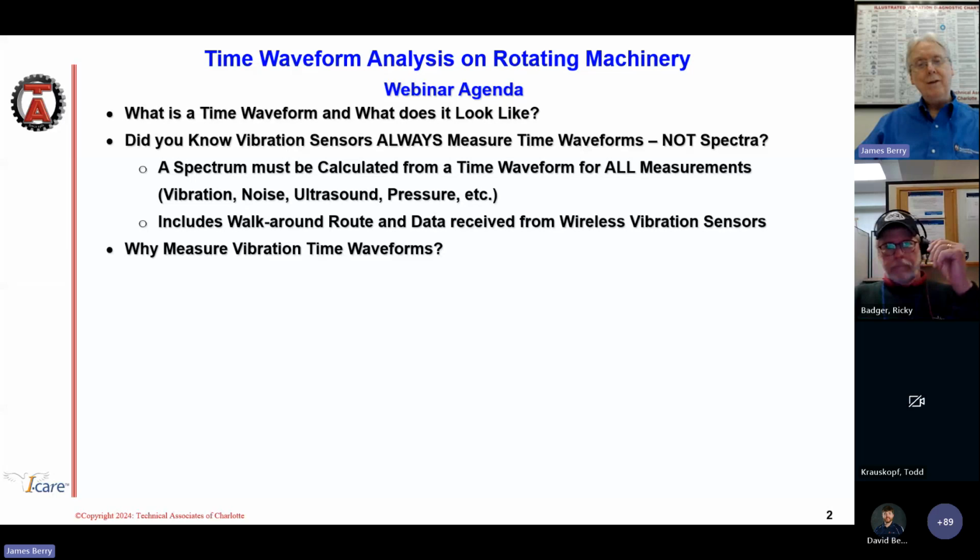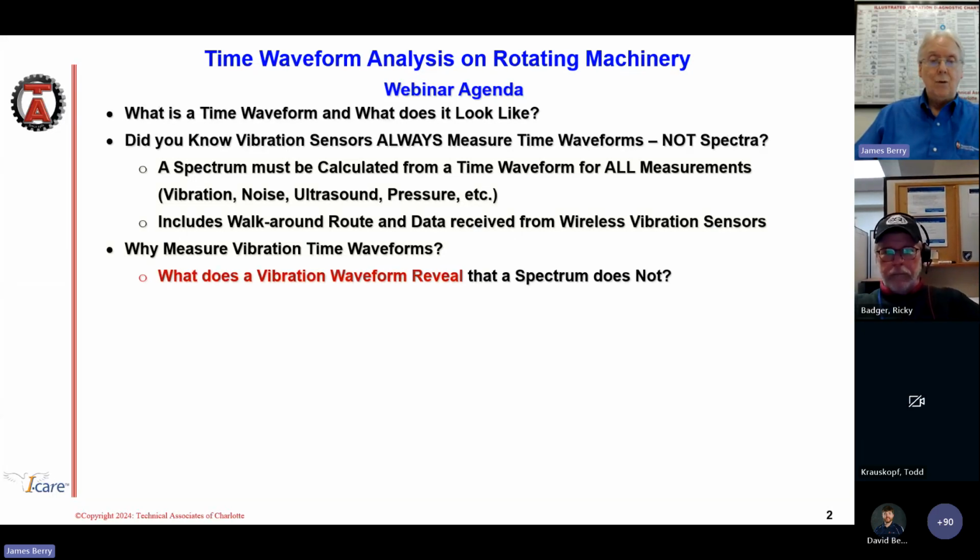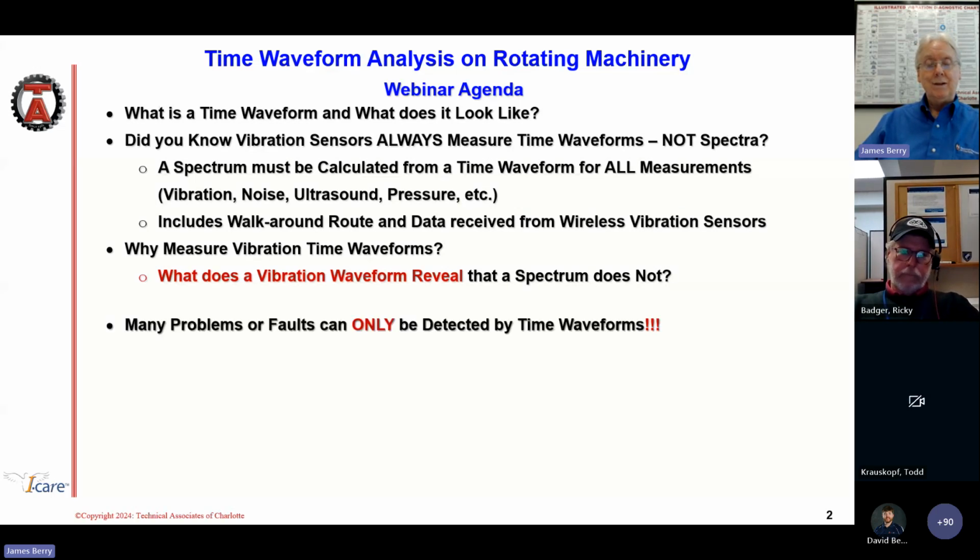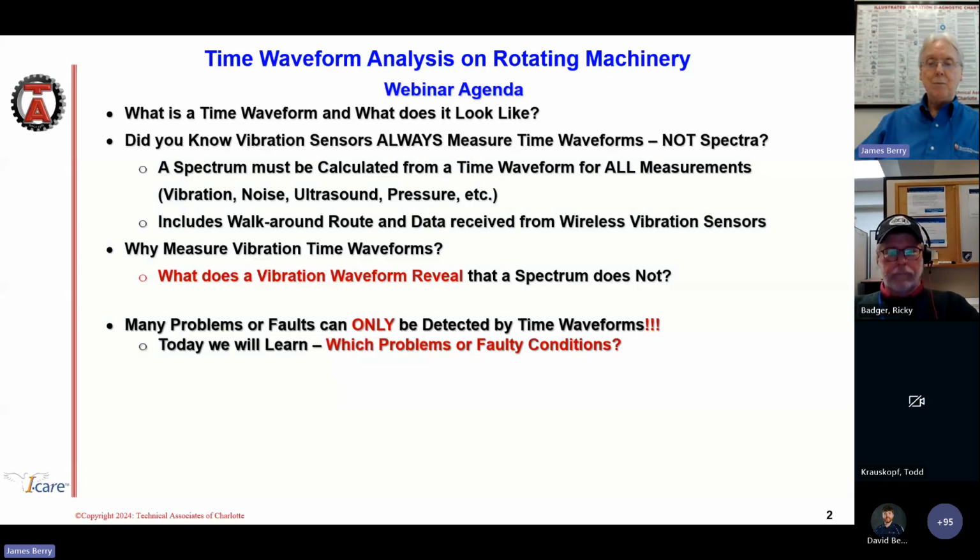So the question we're going to have today is, why measure time waveforms? And the real question is, what does a vibration waveform reveal that a spectrum does not? We'll look at that in a few moments. But the whole reason we're looking at time waveform analysis today is that many problems can only be detected by time waveforms. And that's a biggie. So we'll learn in this webinar which problems or faulty conditions can only be detected by time waveforms.